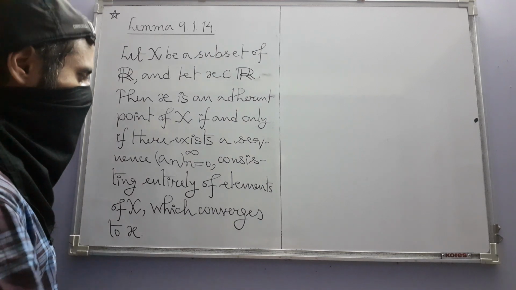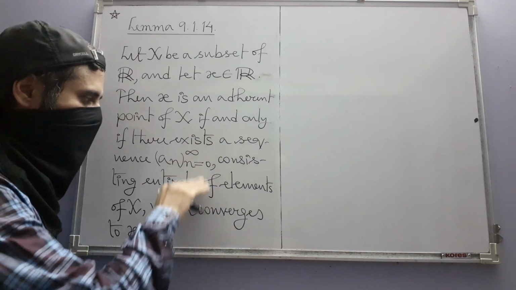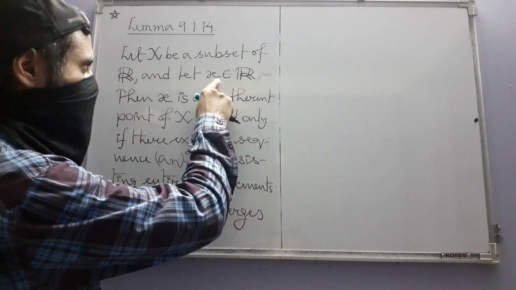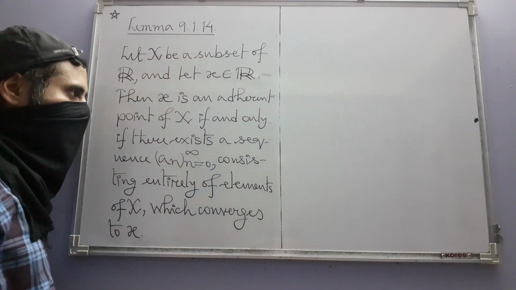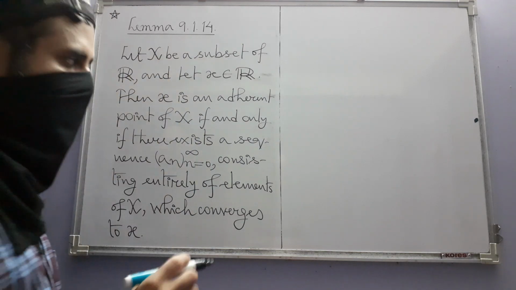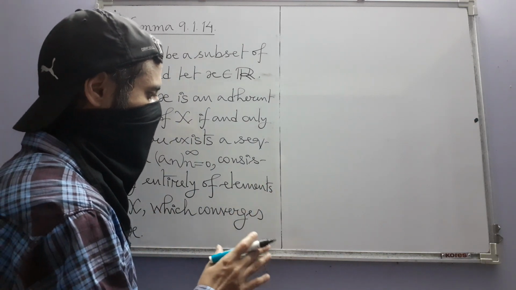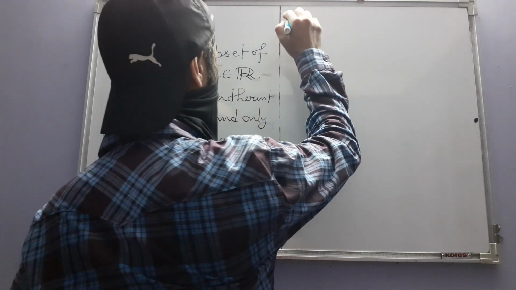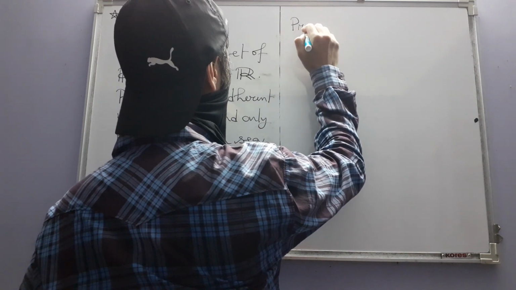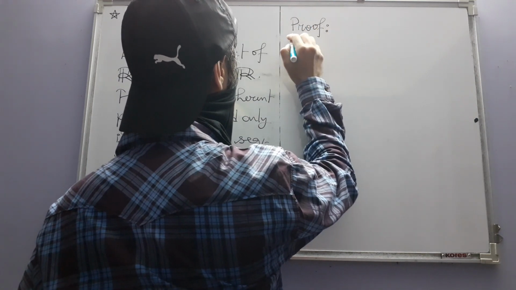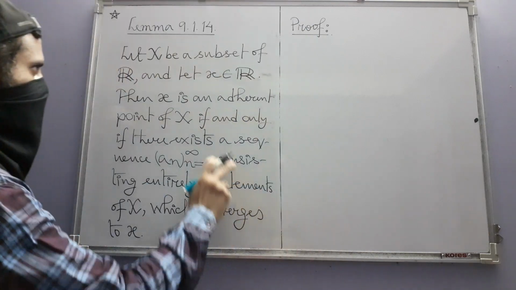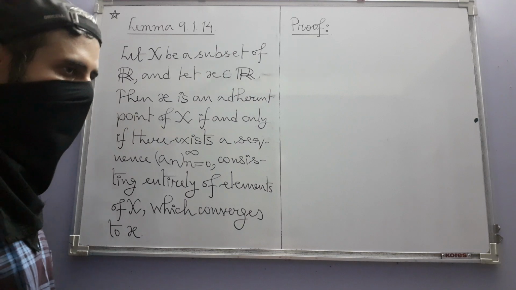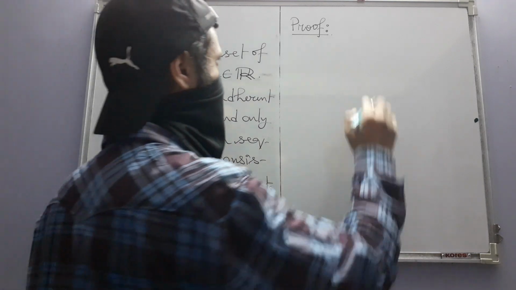Okay, so that means this is the necessary and sufficient condition in terms of convergent sequences for a real number to be an adherent point of a set. So let's see the proof. Actually, this proof is one of the exercises, but let's do it now itself. So we start off the proof by assuming that x is an adherent point of X and produce one such sequence, and then we have to prove the converse.